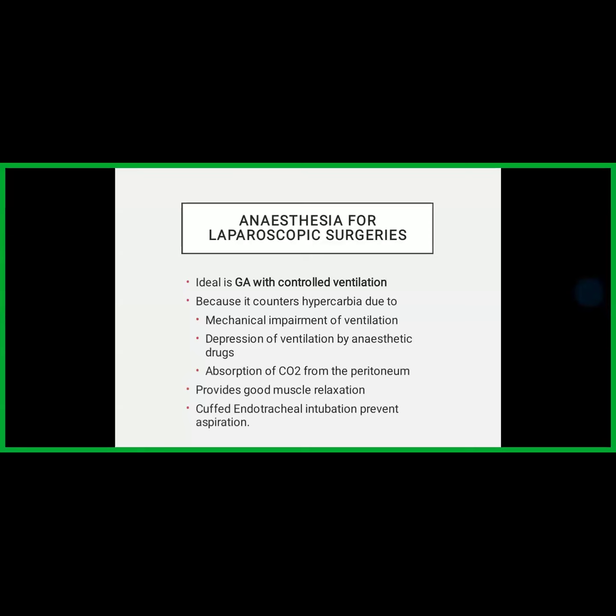Another fact is that because of this increased intra-abdominal pressure, this patient is also a full stomach with risk of aspiration. So at least securing the airway with a cuffed tube can actually help with this. Then why it's also favored is that it counteracts the hypercapnia due to mechanical impairment of ventilation, as this patient is being mechanically ventilated. Then there's also absorption of CO2 from the peritoneum. Another advantage of GA over regional is that it provides good muscle relaxation and optimal operating conditions. Then also the cuffed tube prevents aspiration, as I said earlier.